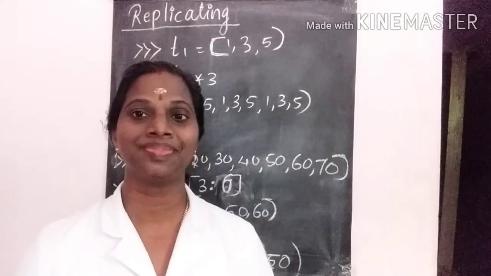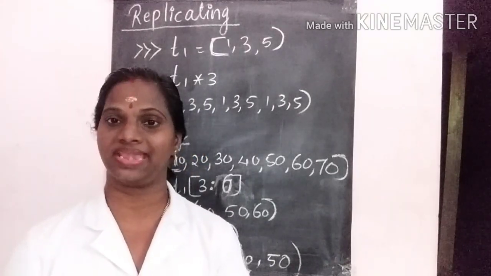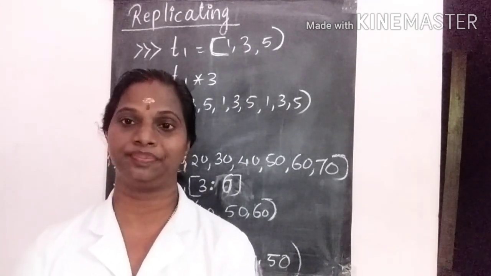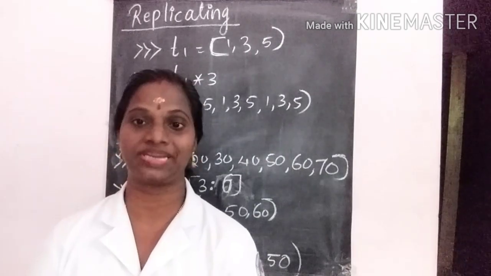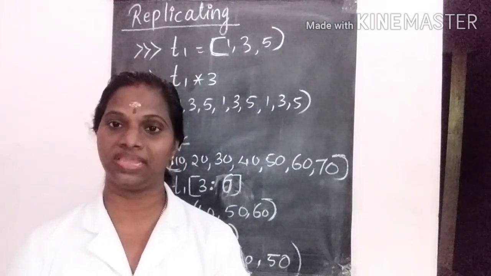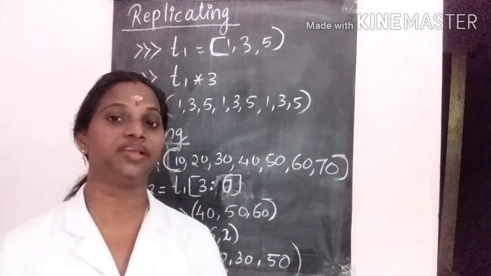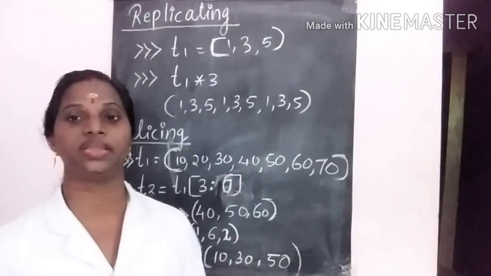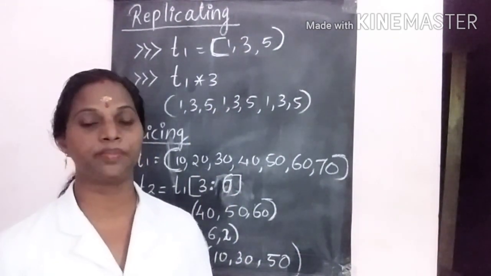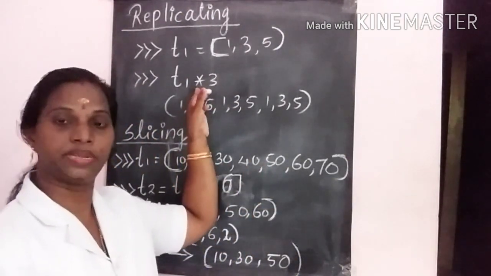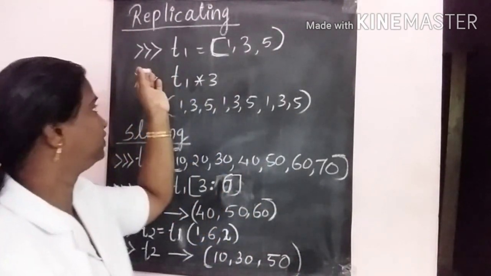Clear? Next is the replicating and slicing operator. The first one is the replicating operator. This operator is used to repeat an element or a tuple a given number of times. You can specify here how many times we need to repeat, and that element or tuple will be repeated that many times. The star is used as the replicating operator.